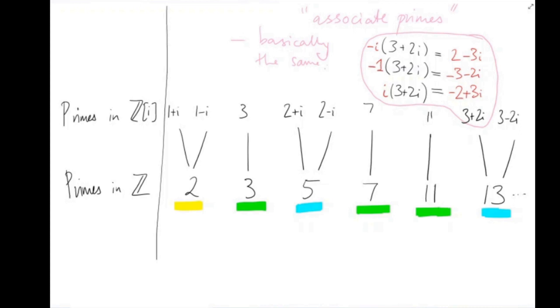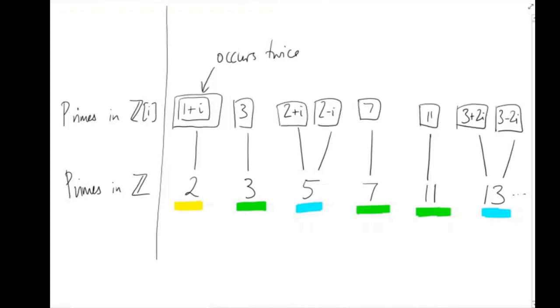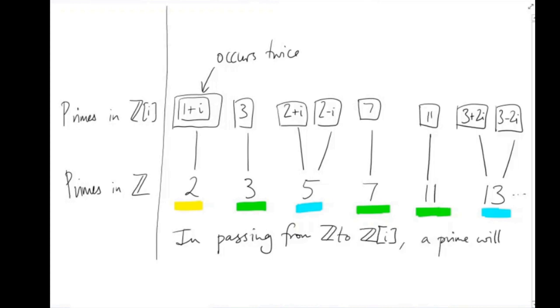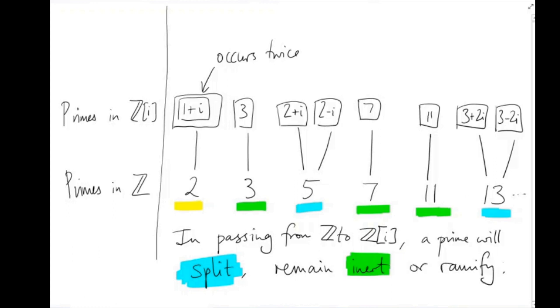With that in mind, let me just make the remark that 1 plus i and 1 minus i are associates. So this is really the same prime occurring twice. So I'll just update this diagram to reflect that. And now we can see that there really are 3 distinct types of behavior. In passing from Z to Z[i], a prime will either split into 2 primes, it'll remain inert, or it'll ramify, which means that it will be associate to the square of a prime in Z[i].